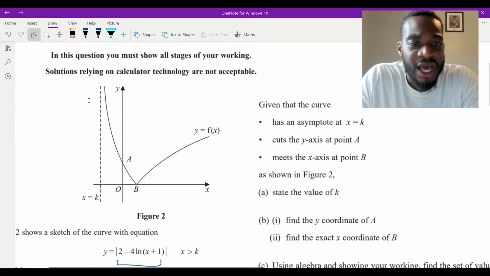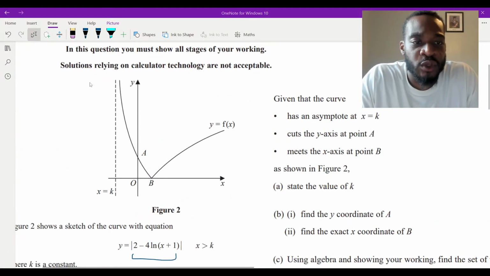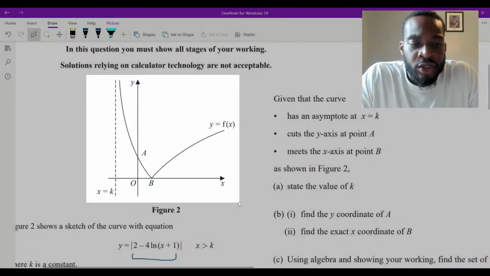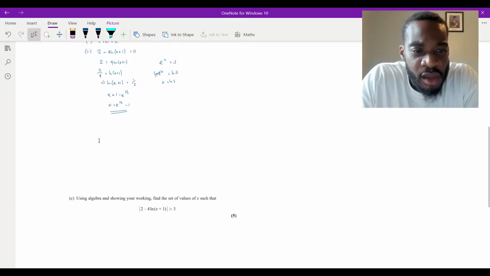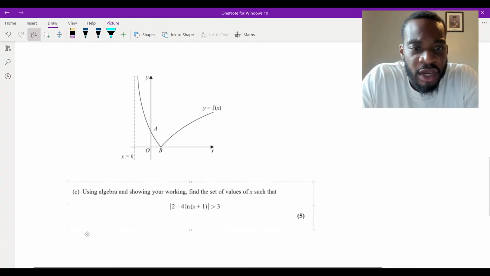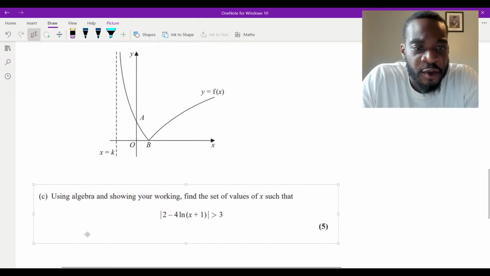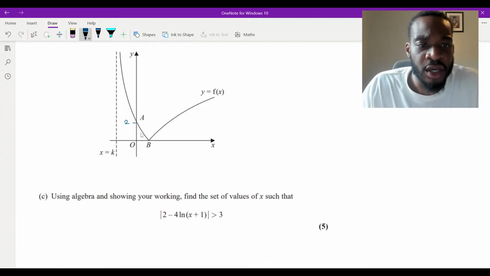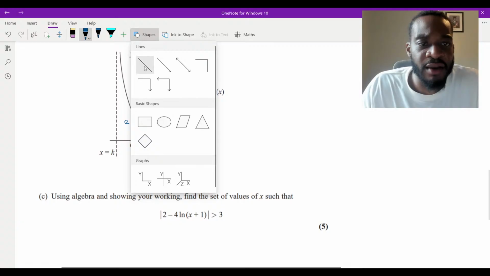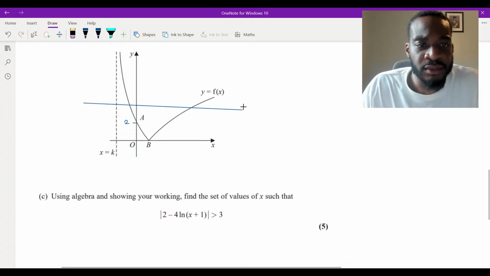And what you want to do with these questions is actually visualize it. So we want it to be greater than 3. This is the graph, right? And we want it to be greater than 3. Well, where is it equal to 3? It's just going to be a horizontal line. Now, remember what we figured out. That was 2, was it not? So 3 is going to be above, right? So I'm going to just draw a horizontal line like that.